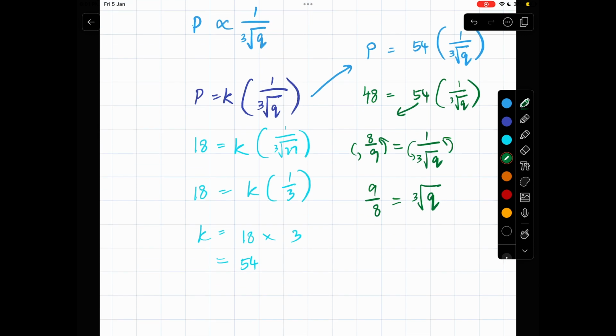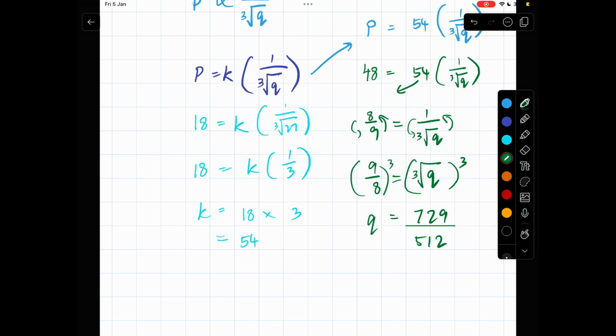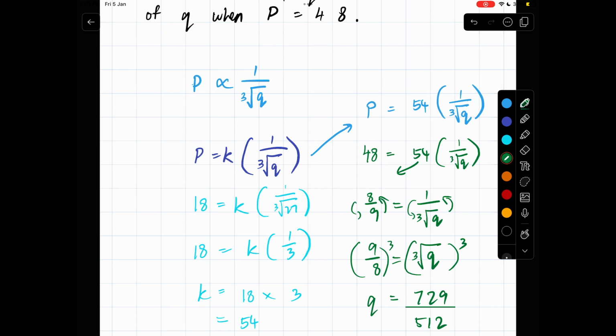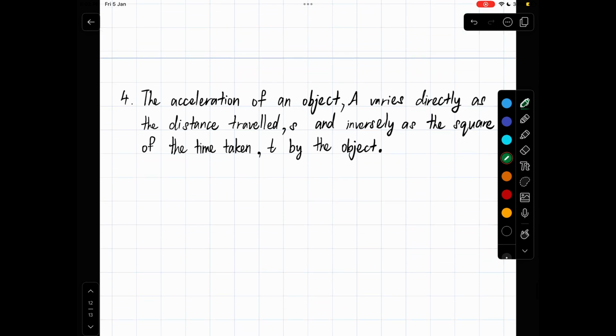So to get the answer for q, you have to cube both sides. Cube both sides. And the final answer will be q equals 729 over 512. So see whether you can simplify it any further. Since you can't, q is equivalent to 729 over 512. And that's the final answer for this question.